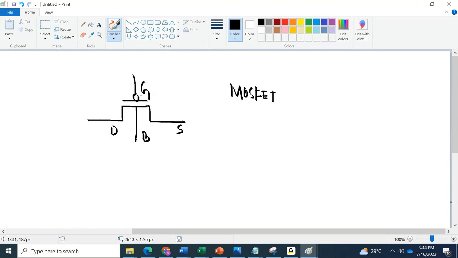If a bubble is there, that is called a P MOSFET. If it is like this, with gate, source, drain and bulk, or sometimes it is called body, then this is called an N MOSFET. P MOSFET means P channel MOSFET, N means N channel. You might have known about P type and N type semiconductors before. This basic thing will be covered later.